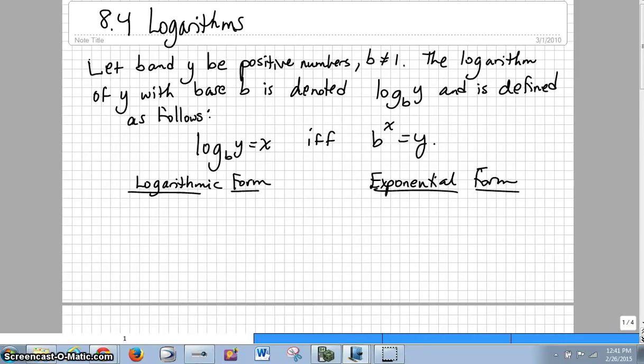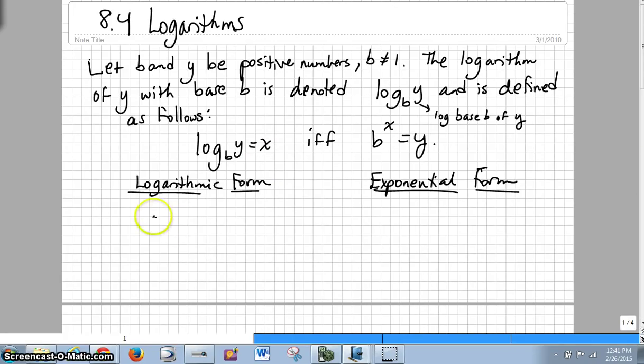We're going to talk about logarithms today. I've given you the definition. If we let b and y be positive numbers where b is not equal to 1, the logarithm of y with base b is denoted as, and we read that, log base b of y. And it's defined as follows. Log base b of y is equal to x if and only if b to the x equals y.